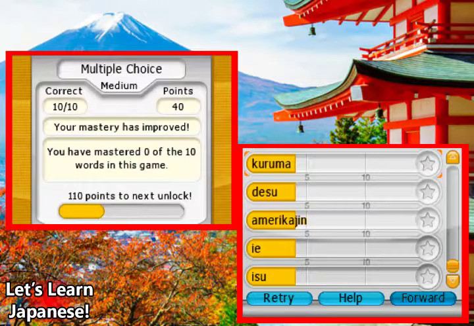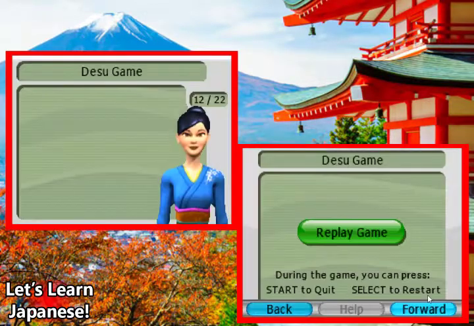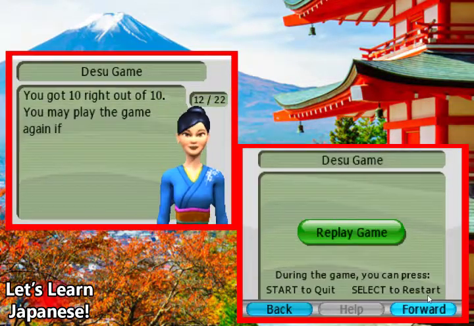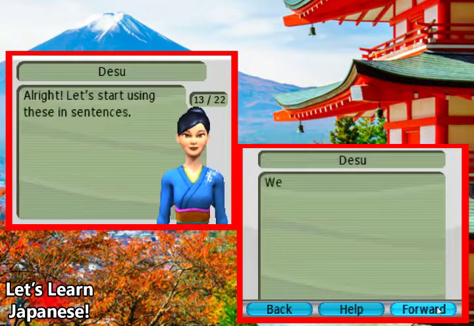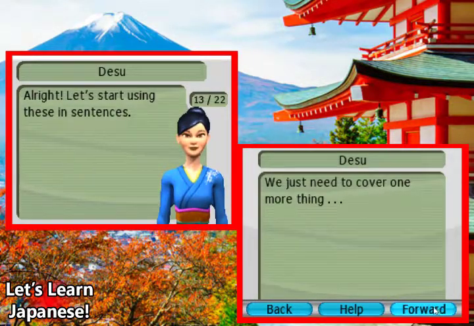So that earns us, it looks like 4 mastery points for each word, and we have to get all the way up to 15. So you gotta play these games a few times actually, in order to actually master the words, which is perfect because you want to be able to memorize these things. So, alright, let's start using these in sentences. We just need to cover one more thing.